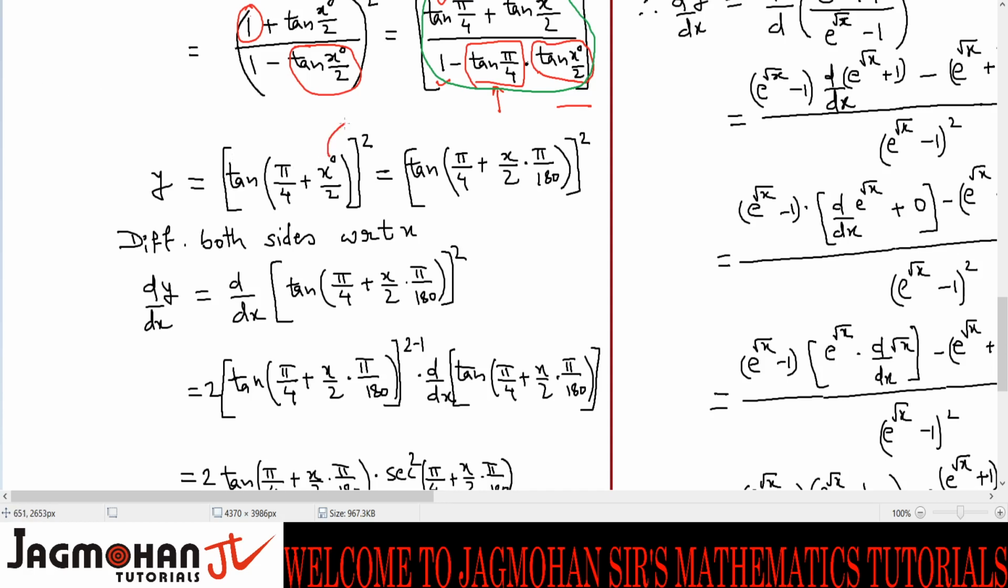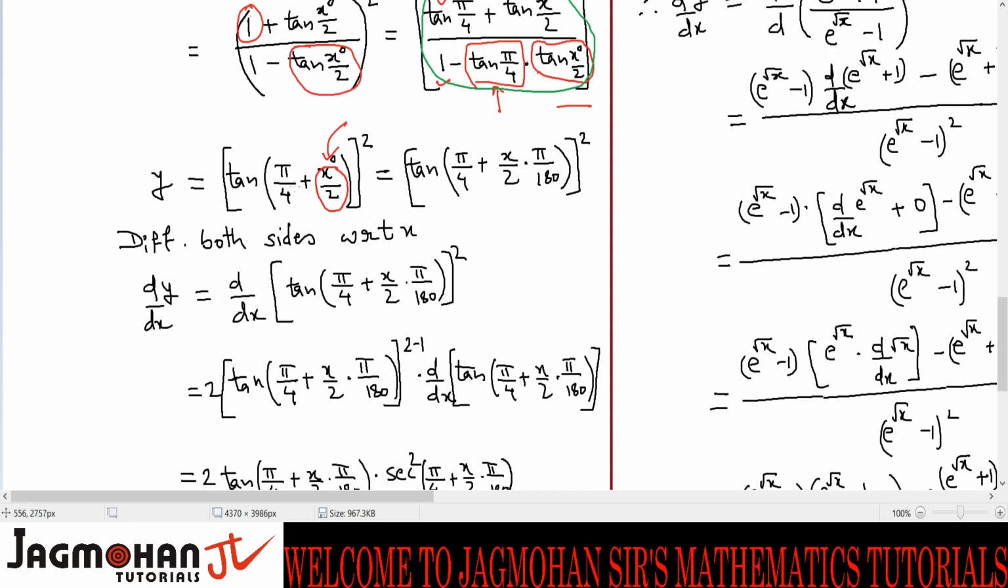So if you have a degree measure here, what would you do? You will convert this degree into radian. I repeat again, I will convert degree measure into radian measure. And what is the method? The method is we multiply pi upon 180 into the angle which is in degrees. So this angle is in degree, x by 2 degree. I convert it into radian by multiplying pi upon 180. So that has been converted into radian.